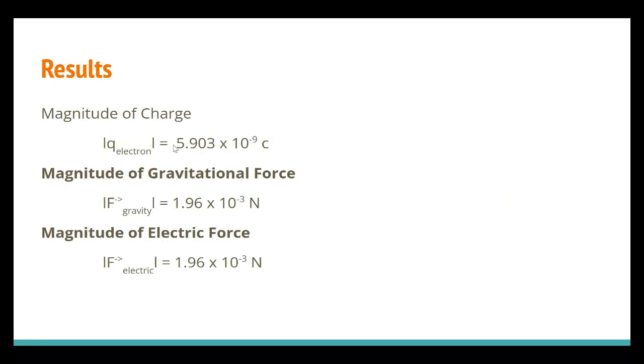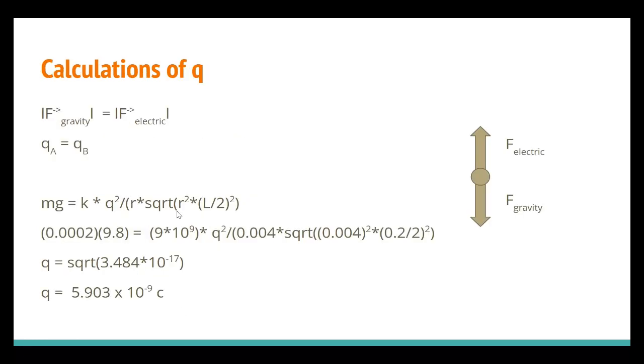Now the results are different from the first lab. The charge of the electron, now doing the uniform, is 5.903 times 10 to the negative 9 C, and the magnitude of gravitational and the magnitude of the electric force are exactly the same as before. And so when we're calculating the new charge, Fe and Fg cancel each other out, so they equal one another, and now the electric force has a different formula, but it still gives you the same result.